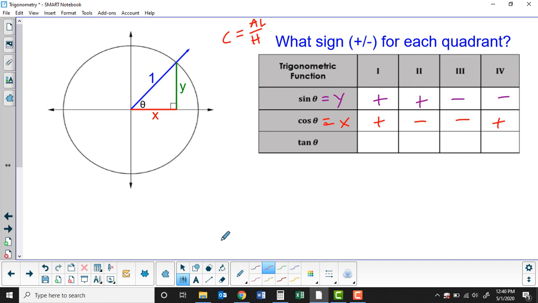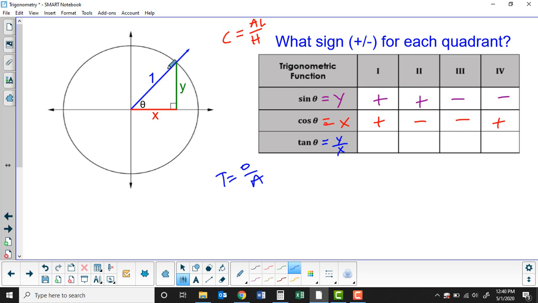And finally, the last one that we're going to do here is tangent. Remember, tangent is equal to opposite leg over adjacent leg. So over here, if we're going to do tan theta, what is opposite of theta? Well, opposite of theta would be this y, and adjacent to this theta, again, not hypotenuse, would be x. So tan theta is y over x.